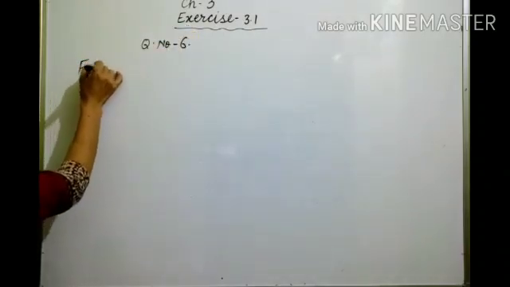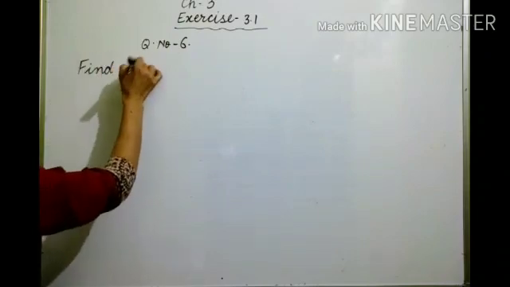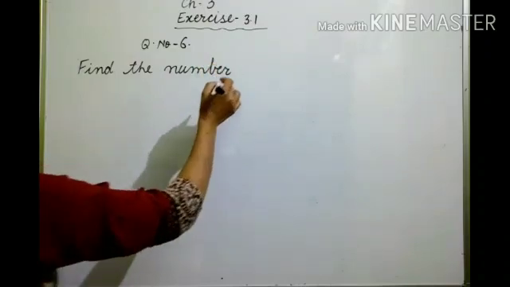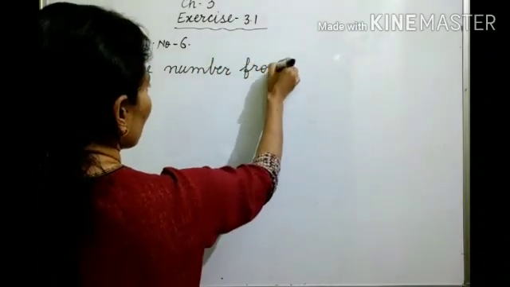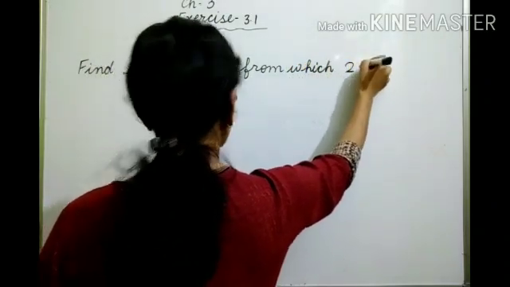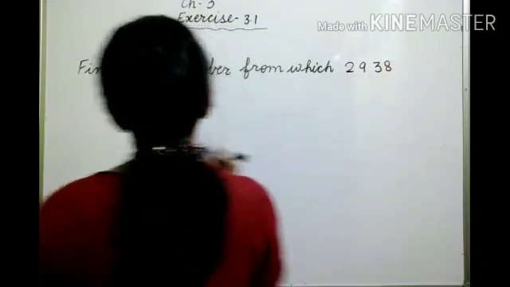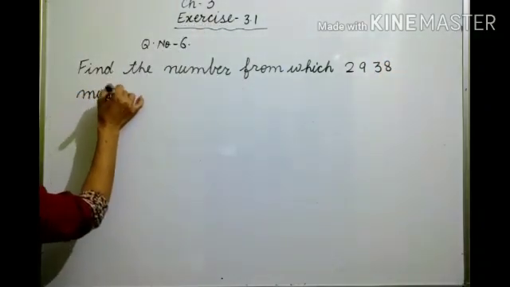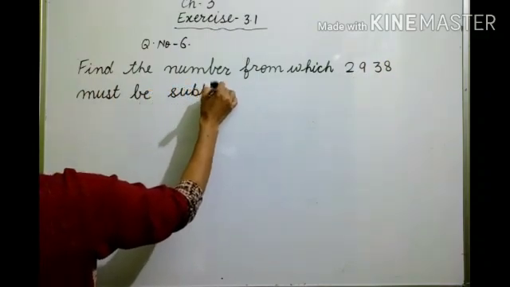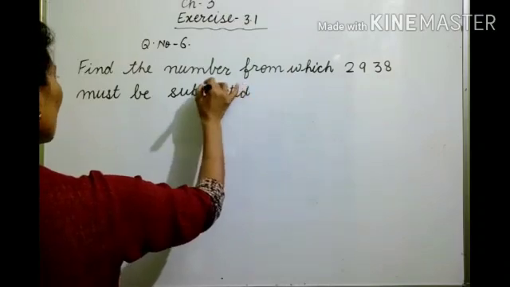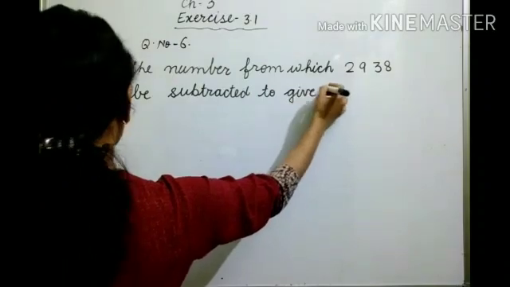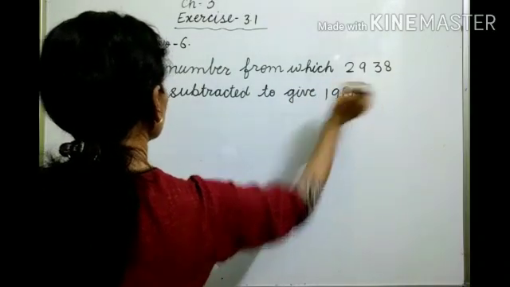First we see what is the question. Find the number from which 2938 must be subtracted to give 1988.